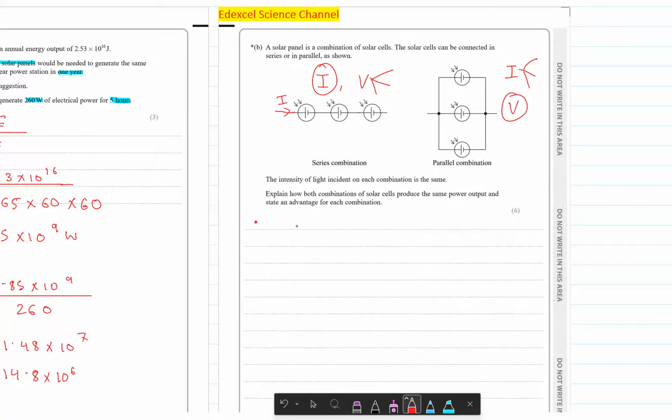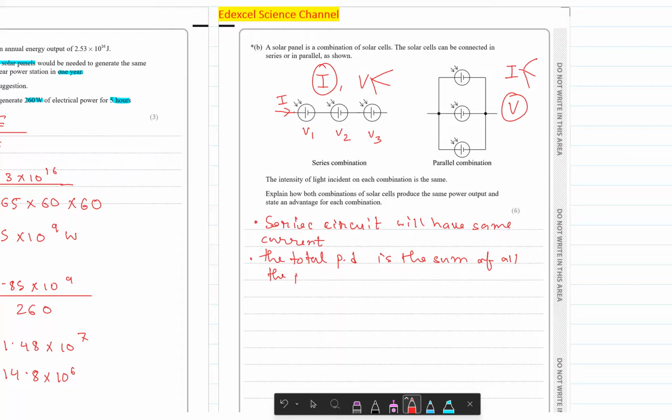So my first point is going to be that series circuit will have the same current. Okay. Not only that, in series circuit, the voltage gets divided. So let's say this has V1 and V2 and V3. So the total potential difference is basically a sum of all the potential differences. So the total potential difference is the sum of all the potential differences.